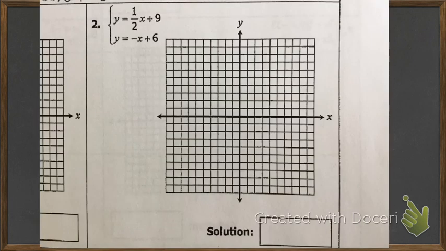All right, let's take a look at number 2 together. So for the first equation, I've got a y-intercept of 9, a slope of 1/2. And again, it's a personal preference, I like to do multiple points with these sometimes. I just find that it helps me get my line nice and straight. All right, there's my first line.